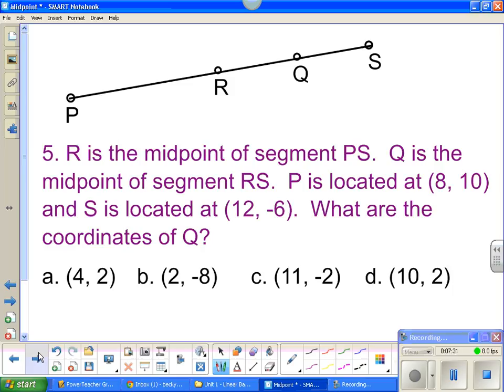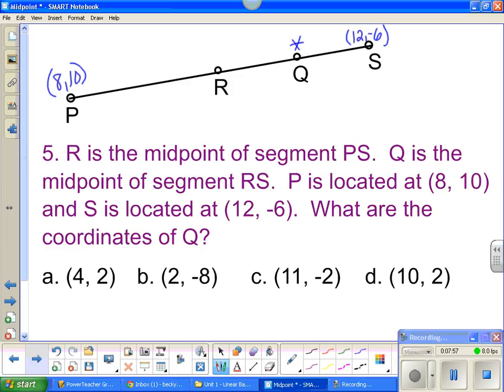R is the midpoint of PS. Q is the midpoint of RS. P is located at (8, 10). S is located at (12, -6). What are the coordinates of Q? I'm going to put a star over the one we want.